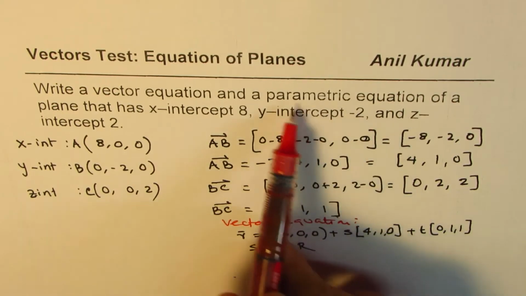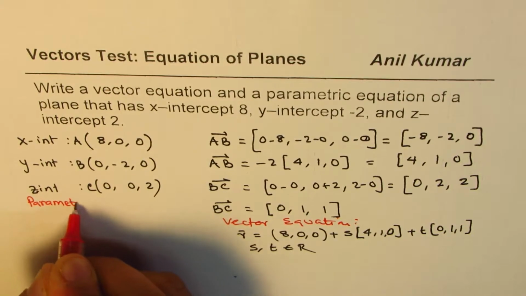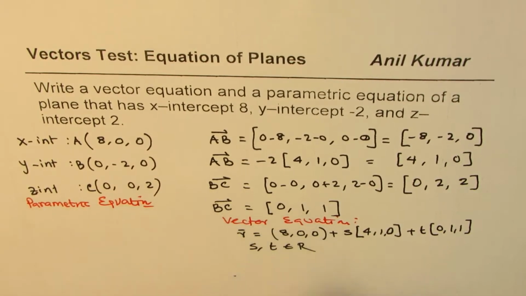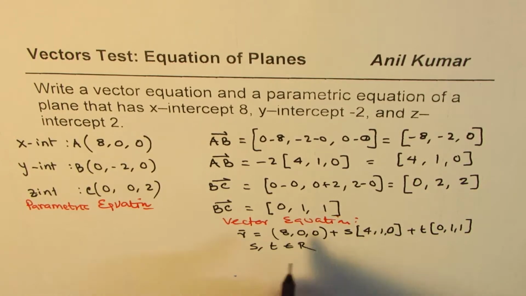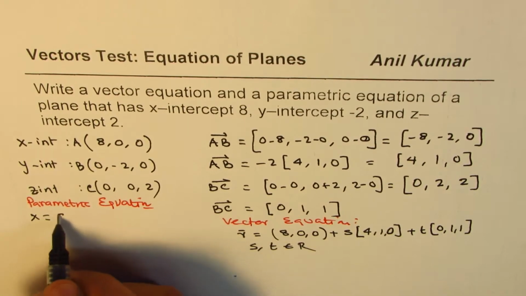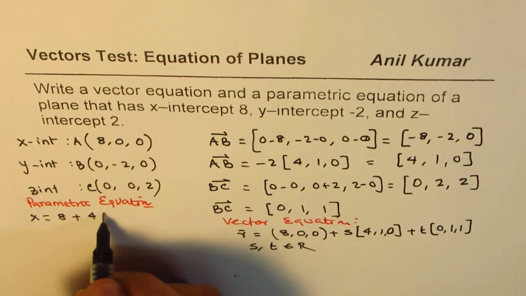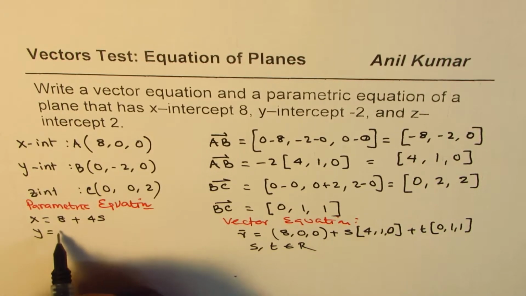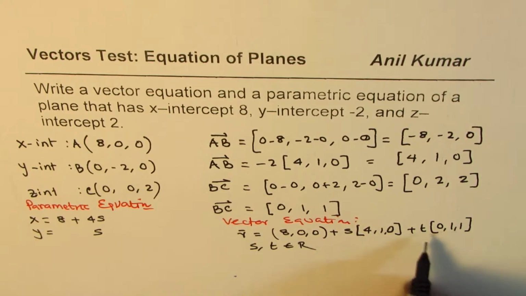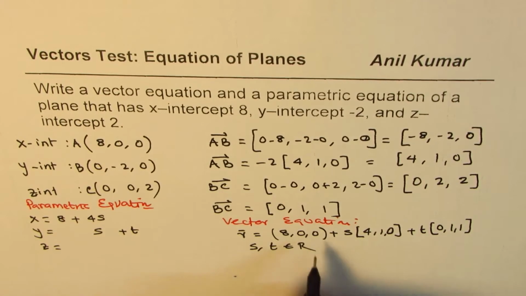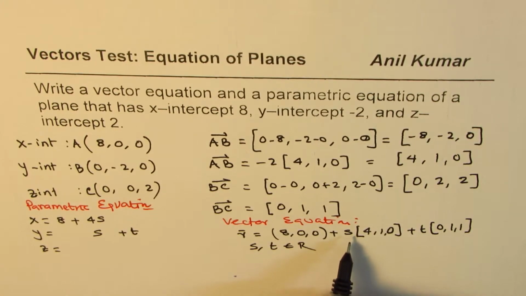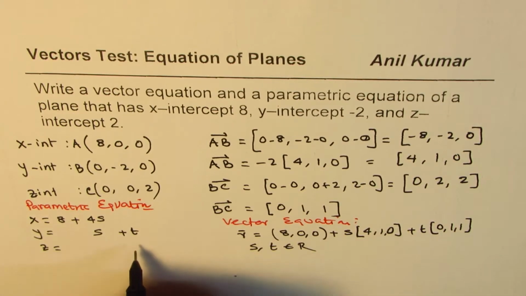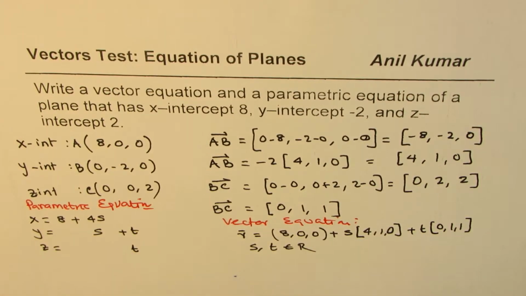Let's write down the parametric equation here. In a parametric equation, we need to write what x is, what y is, what z is. So we can say x equals 8 plus 4s. As far as t is concerned, 0, so we'll leave that. Y equals 0 plus s, and as far as t is concerned, plus t, right? Z equals, we'll leave this part, s is 0 and t is 1, so we can write just t here. So that becomes the parametric equation for the given condition.